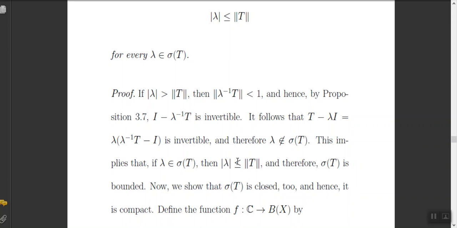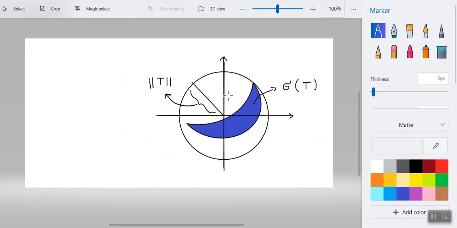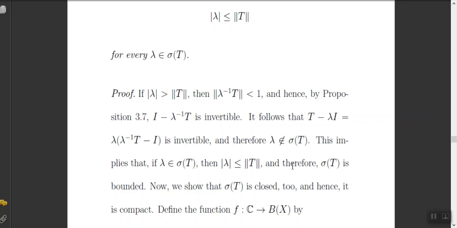Look at here. We proved that the absolute value of lambda is less than or equal to the norm of t. This also implies, looking at the picture I showed you, that the spectrum is a bounded set. It shows that the spectrum is also a bounded set.